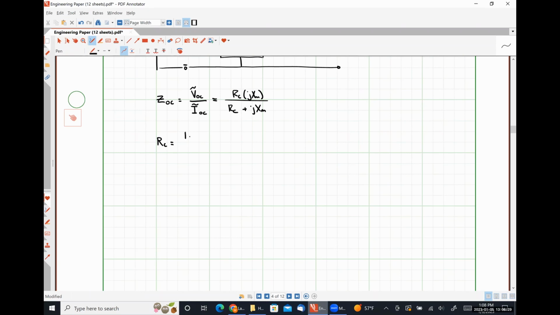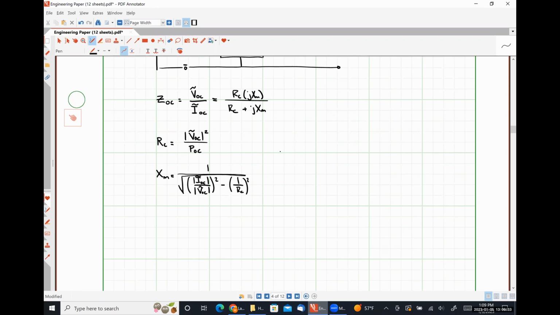our resistor RC turns out to be only the voltage measured by our voltmeter squared divided by the power supplied, so what our measurement is on our wattmeter. Okay. Similarly, our magnetizing reactance, XM, is going to be this: 1 over the square root of the magnitude of our open circuit current divided by the magnitude of our open circuit voltage, squared, minus 1 over RC squared. So we can determine what RC and XM are just by reading our measurement instruments. We don't have to do any extra work or anything like that.